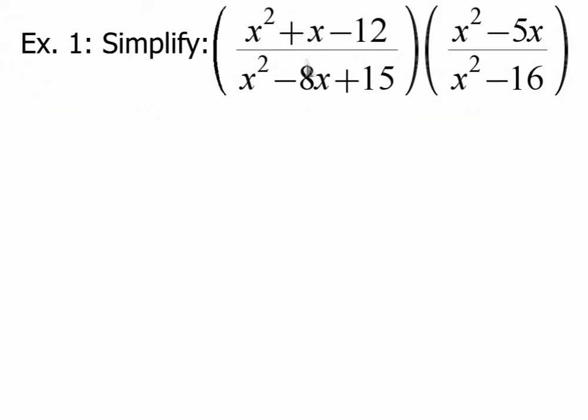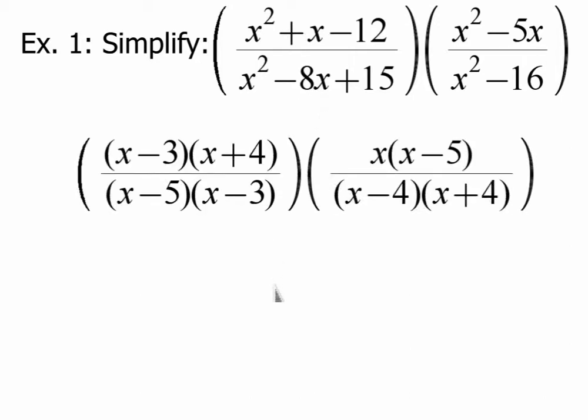Example 1 says to simplify x squared plus x minus 12 divided by x squared minus 8x plus 15, times x squared minus 5x, times x squared minus 16. So lots of stuff going on here. These are both trinomials, and if I factor them, x squared plus x minus 12 works out to be x minus 3 times x plus 4. X squared minus 8x plus 15 works out to be x minus 5 times x minus 3.